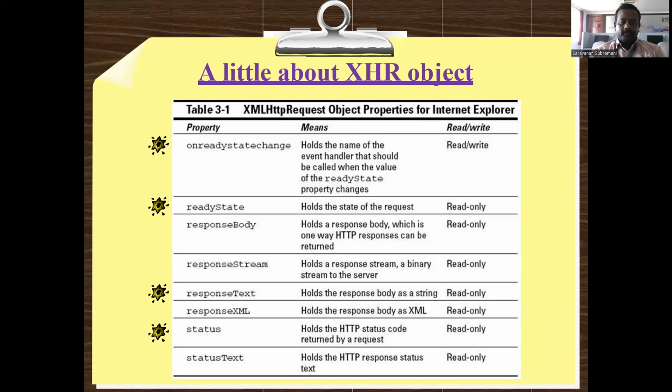And there are responseBody, responseStream, responseText, and responseXML. These are a variety of properties used for receiving the content from the server. There are status and statusText. Status holds the HTTP status code returned by the request, and there is also the status text.